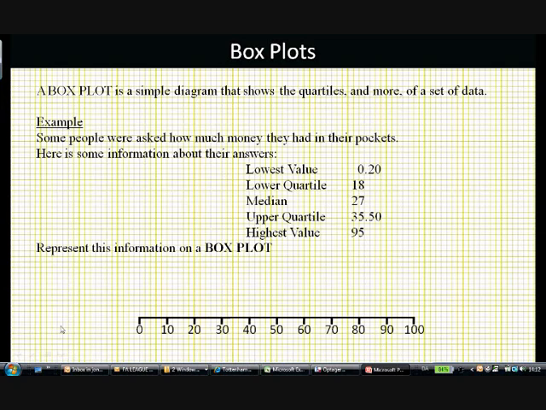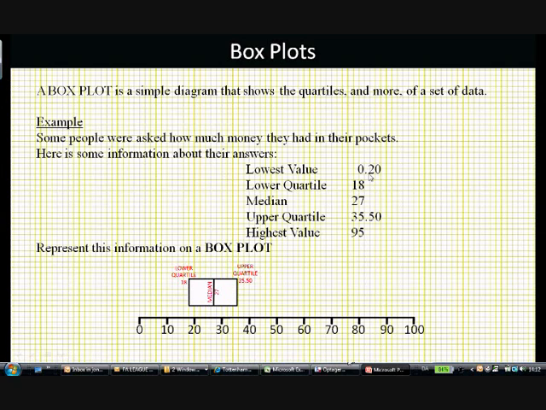And this information on a box plot, well, you start off with a scale. I made it from 0 to 100. There's a box, and that box goes from 18 to 35.50 in this case, because the lower quartile is 18 and the upper quartile is $35.50. So you've got a box that shows how far it is from the lower quartile to the upper quartile. In the middle of that box is 27, which is the median. So find 27 on the scale, and there's a line there to show that the median is at 27. So all these numbers line up on the scale. 18 is there for the lower quartile, 27 is there for the median, and $35.50 for the upper quartile.